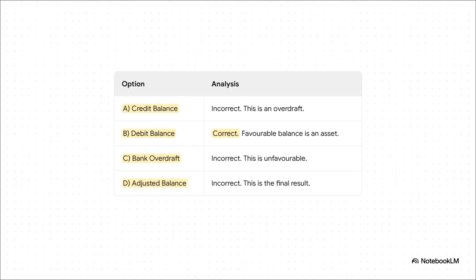So let's break down why B is the right answer. A favorable balance means you have cash, and cash is an asset to your business. In accounting, assets are recorded as a debit balance. So A is wrong because a credit balance means an overdraft. C is just another name for an unfavorable balance. And D, the adjusted balance, is the final number you get after you finish the reconciliation.